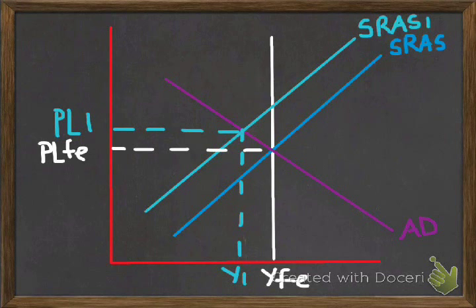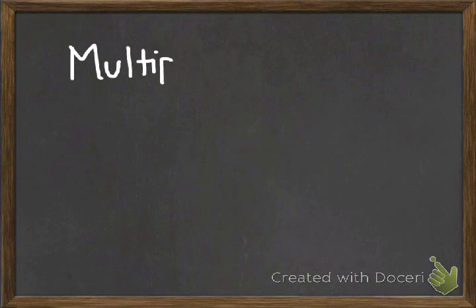To eliminate this gap, the government has to interfere by increasing government spending to stimulate the AD for it to shift out, so the equilibrium will move back to the full employment level of output. So we have the multiplier effect. This means the increase in government spending leads to a greater increase in AD.